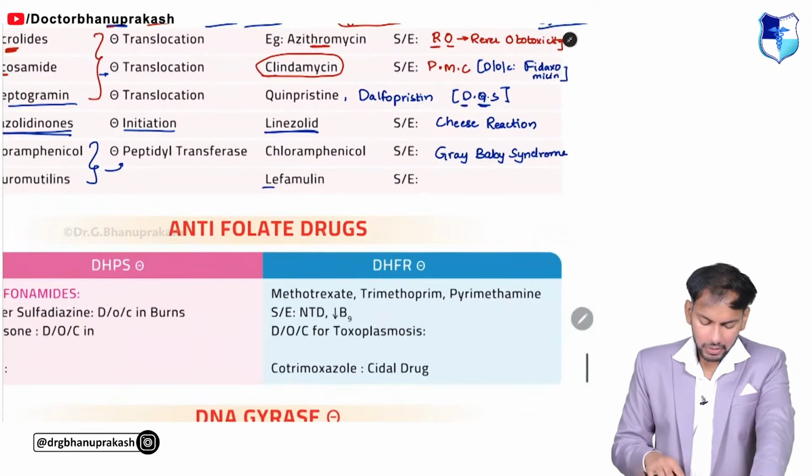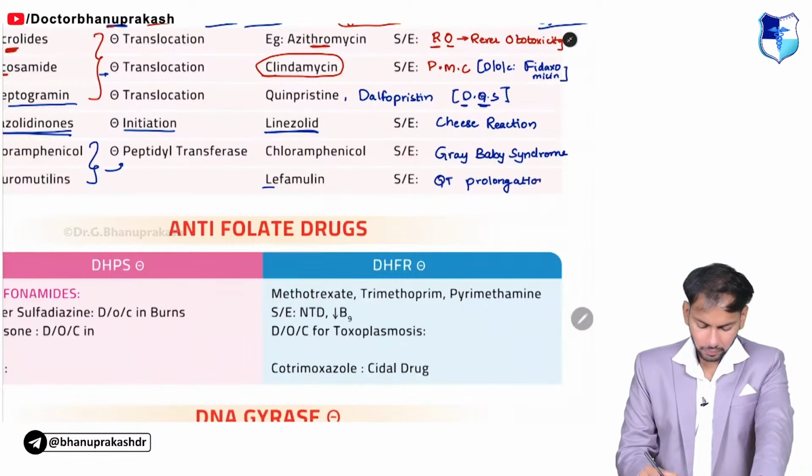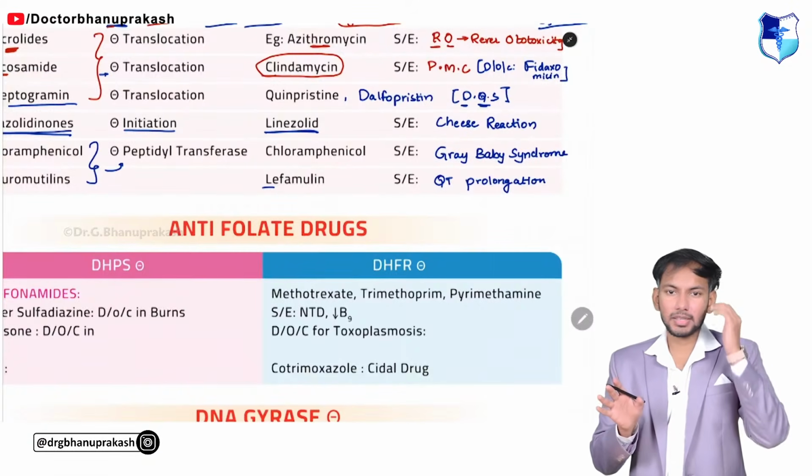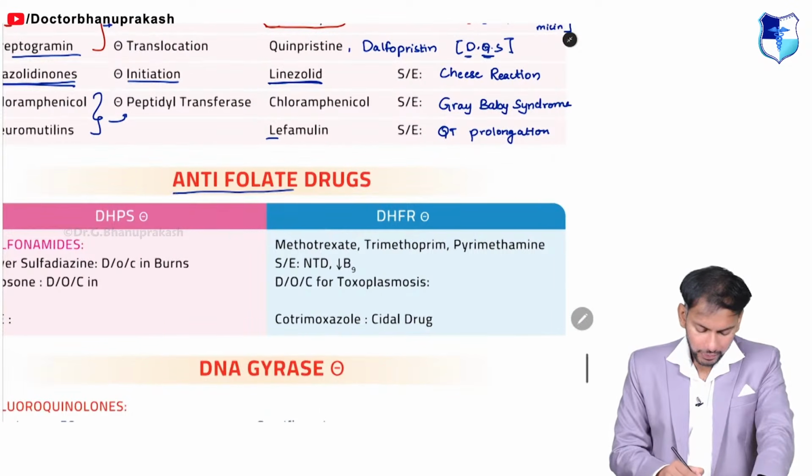Pleuromutilins, it is lefamulin. The side effect is QT prolongation. That's all. So, we are done with protein synthesis inhibitors as well. Next, what is left? These are anti-folate drugs.